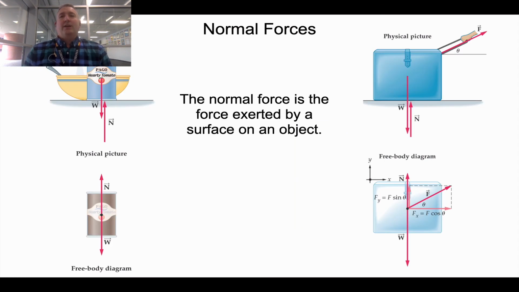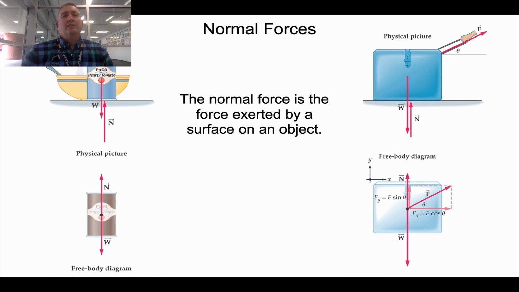Another thing that we talk about a lot is normal forces. One of the definitions of the word normal is perpendicular. So a normal force is a force that is perpendicular to a surface. If we have something sitting on a counter like this soup can, the normal force is equal and opposite the weight. So anytime we have something that is not accelerating up or down, whatever surface it's on, it's got a normal force and it's perpendicular to the surface.